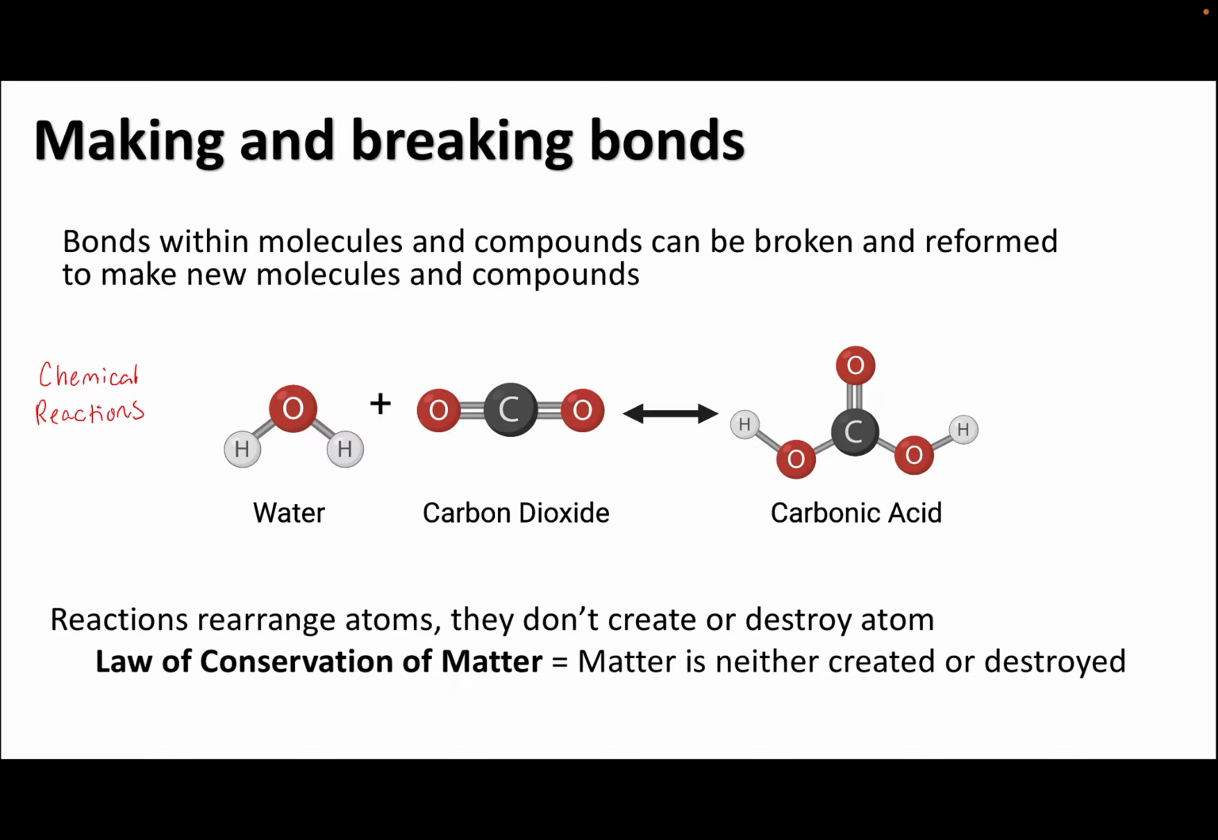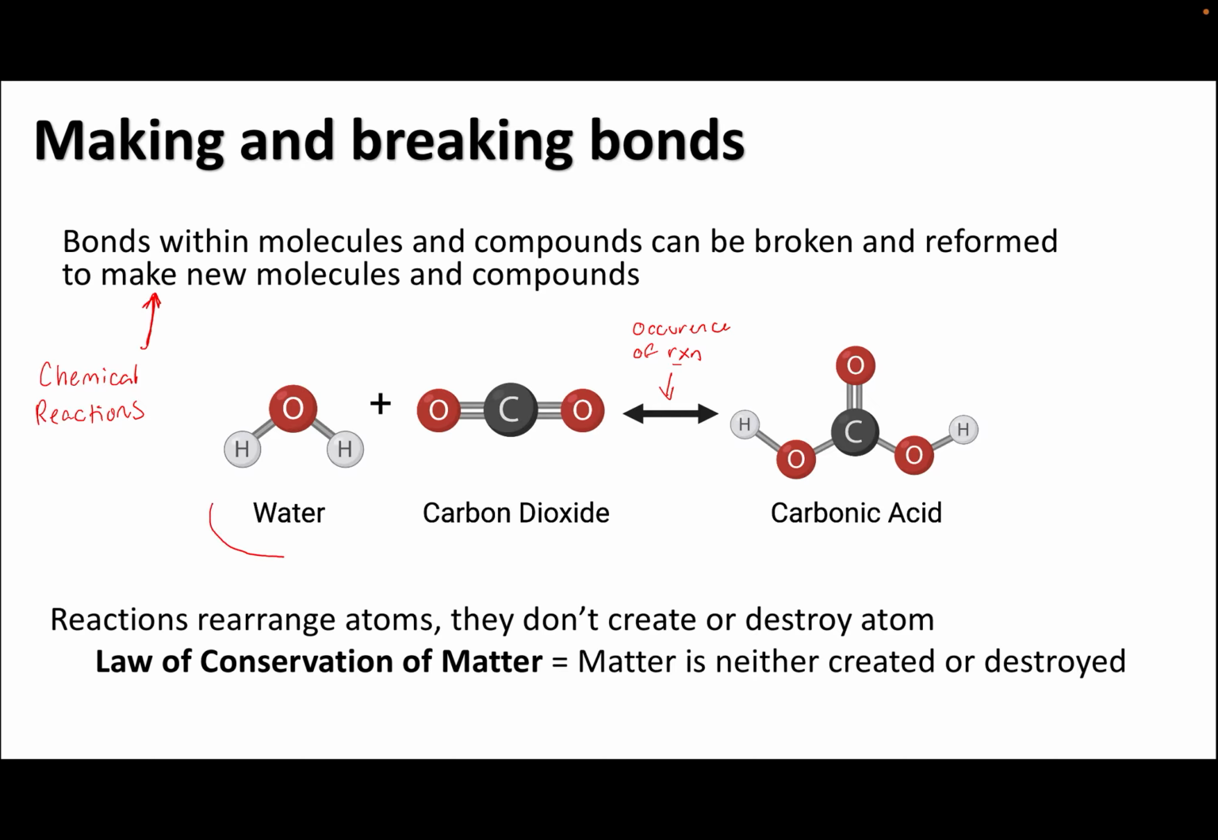So chemical reactions occur when bonds within molecules and compounds are broken and formed to make new molecules and compounds. What we see with chemical reactions is something that looks like this. We have an arrow, and the arrow signifies the occurrence of the reaction. And this is the abbreviation for reaction, RXN. Anything to the left of the arrow is what's present before the reaction occurs, and anything to the right of the arrow is what's present after the reaction is done.